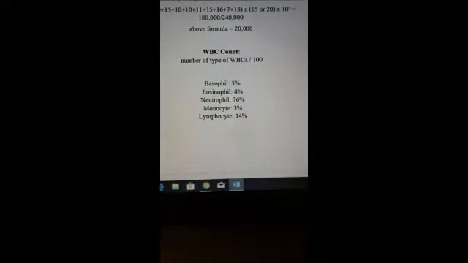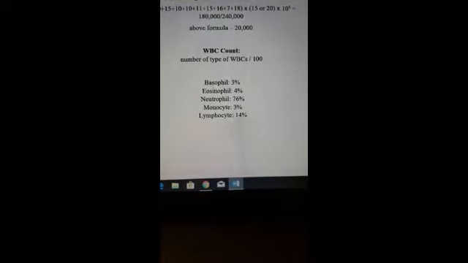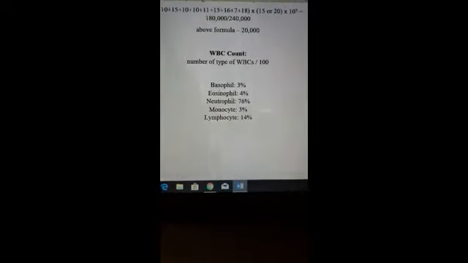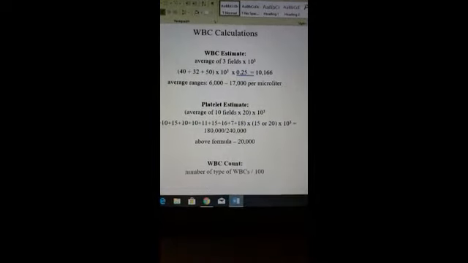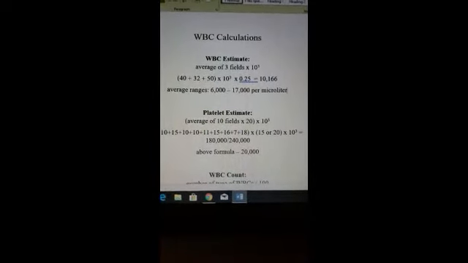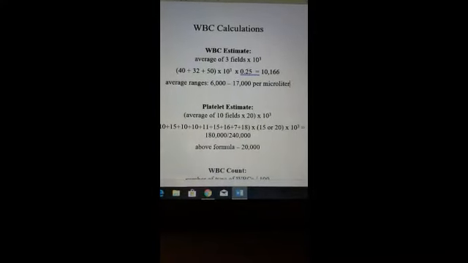So we had 3 basophils out of 100, so that gave us 3%. 4 eosinophils, which gave us 4%. We had 76 neutrophils, which gave us 76%. We saw 3 monocytes, which gave us 3%, and then we saw 14 lymphocytes, which gave us 14%. So those are our calculations for our white blood cells in our complete blood count and differential.